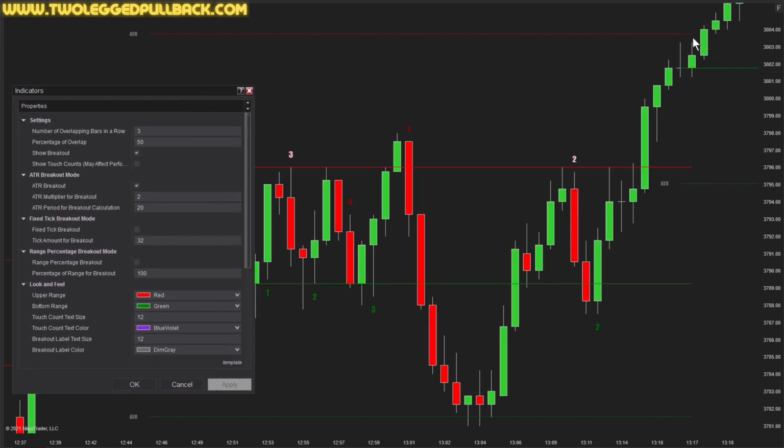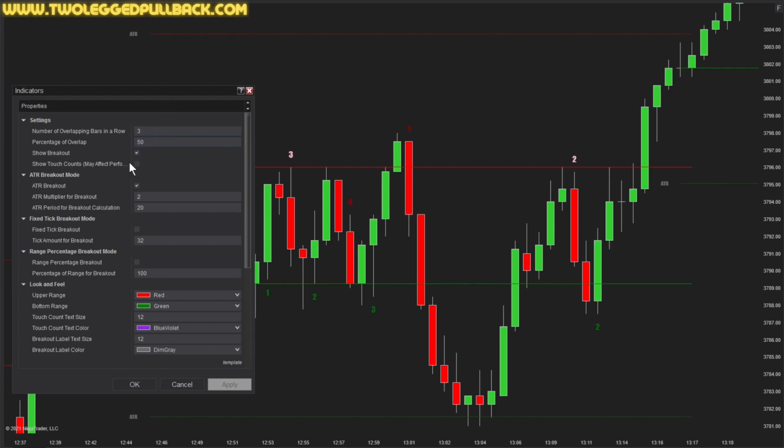As you can see here, as this candle breaks above the breakout point marked by this dotted line, you can see that the trading range stops to develop.